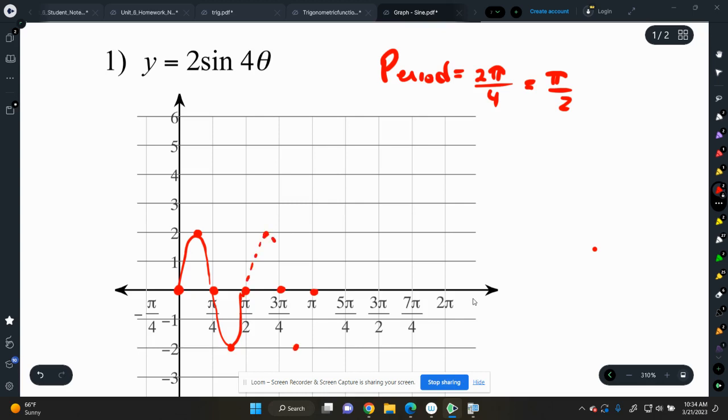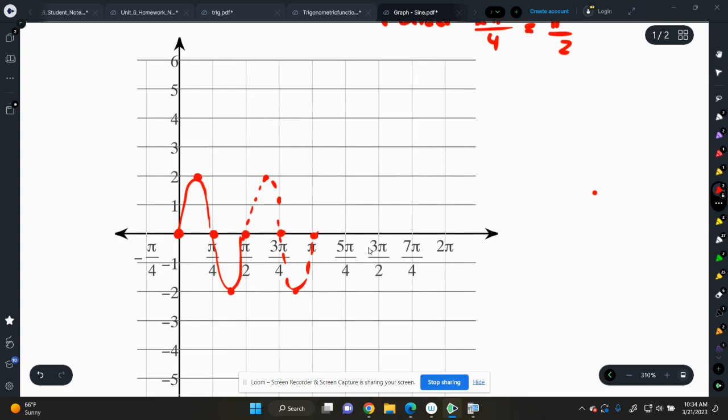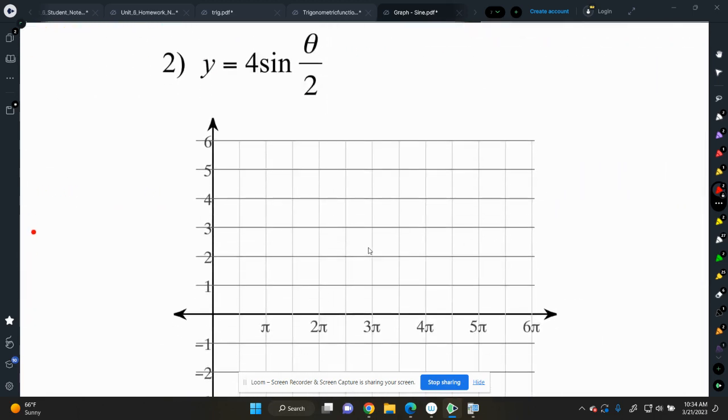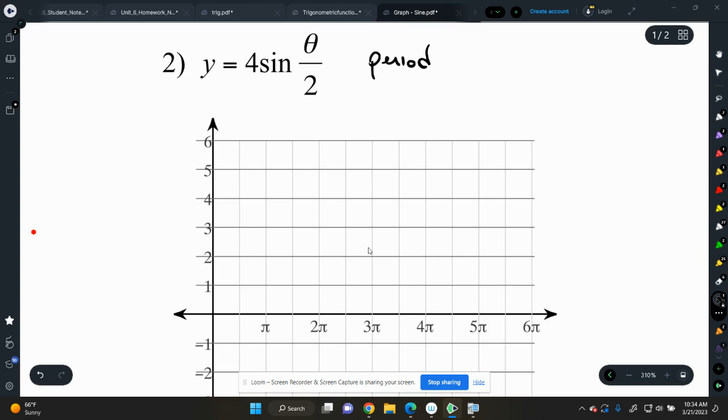All right. And we can continue down the graph like that. Okay? Good with that? All right. Next one. Let's see. What's the period of this one? Yeah, it's 2 pi over 1/2, which is 4 pi. Right? So it's going to complete a full cycle in 4 pi units.